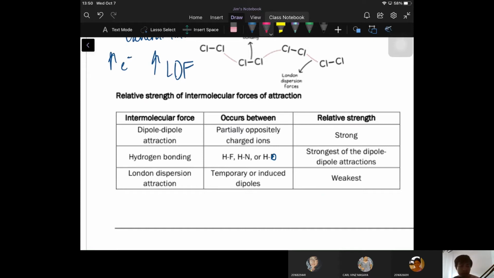Hydrogen bonding naman, that occurs between dipoles, specifically if they have hydrogen bonds, no? Ano yung mga hydrogen bonds? HF, HN, or HO, no? So yan yung mga hydrogen bond. And that is the strongest. Yan yung pinaka malakas, no?